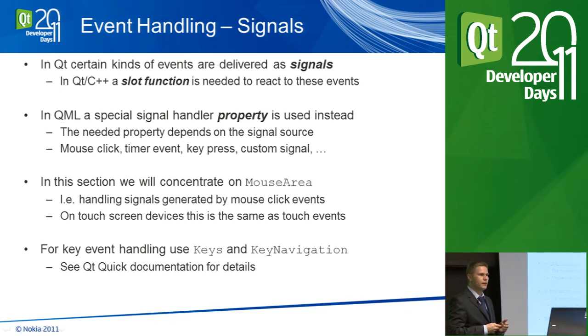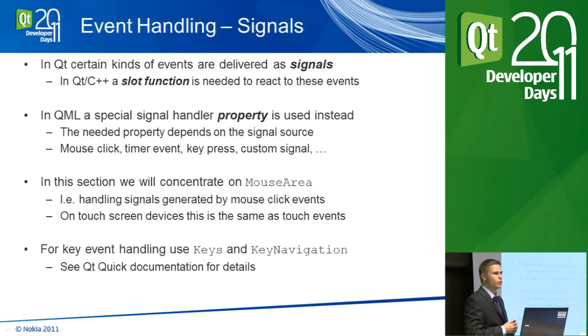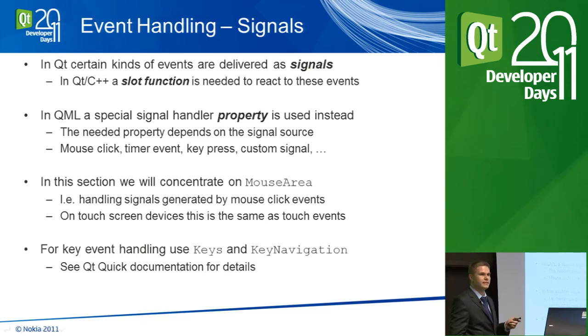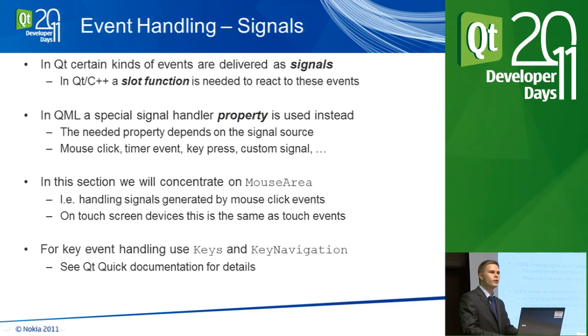So when we want to catch a signal, what we do is that we define a property, a special property that's able to handle a signal. We have actually seen that in the example already. We had this mouse area, and it had onClicked property. And that onClicked property is a signal handler in QML.